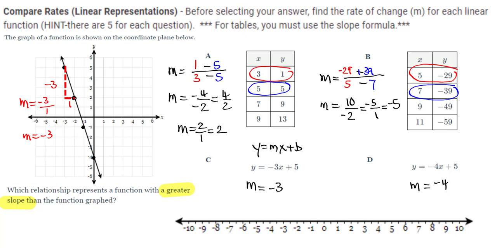So let's put the original one in, let's see, black. Let's go to negative 3. So there is the original slope. And in this case, we're looking for something that's greater than. I'm going to switch over to red. Let's see A. I'm just going to graph this. This is going to be 2. And I'm going to put A. B is negative 5. Let's see, C is negative 3. And D is negative 4.